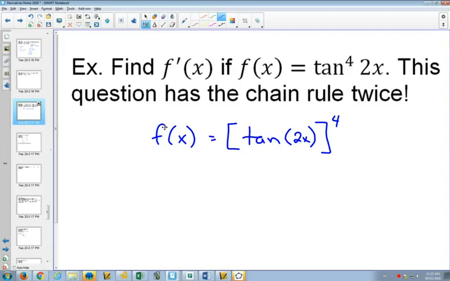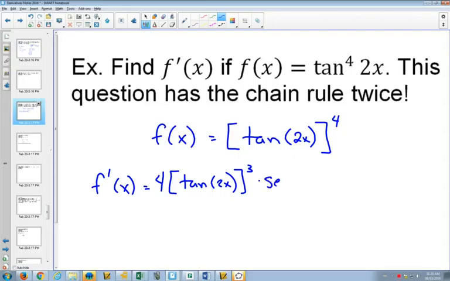So to do the derivative, the chain rule says, do the derivative of the outside function. Four comes out in front, subtract 1 from the exponent. Keep the inside the same. Then multiply by the derivative of the inside function, and then multiply by the derivative of the function that was inside the inside function, which is just 2.